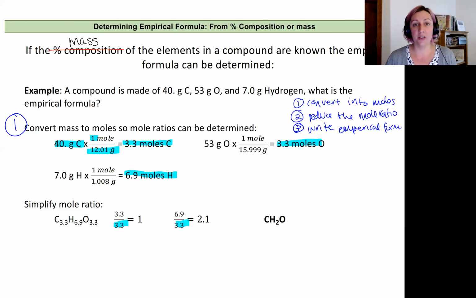What we're going to do is essentially treat our mole ratios like one significant figure, and we're going to round. And so this 2.1 is going to become a 2, and the 1 stays a 1. So my chemical formula is going to be carbon 1, H2, oxygen 1. And we always omit those ones in our mole ratios when writing our chemical formula. So that's going to simplify to CH2O.